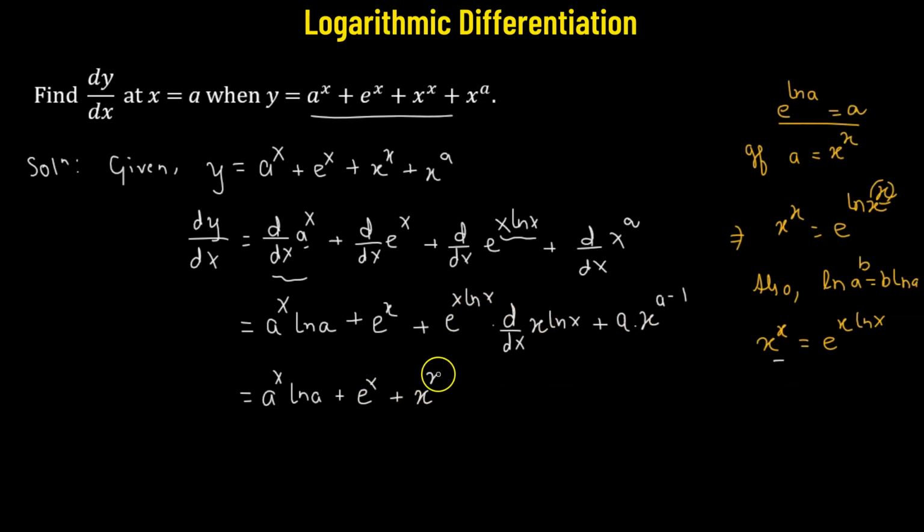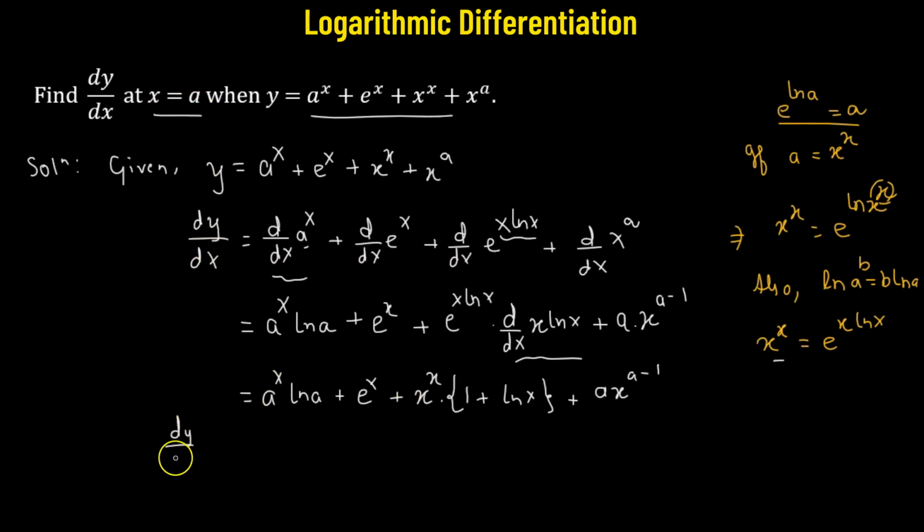So let's bring it back to its original form, x raised to the power of x times. Here we'll have to use the product rule. When we use the product rule, our value will be 1 plus log of x, plus a times x raised to the power of a minus 1. Now we have obtained the value of the derivative of y with respect to x, but our goal is to find its value at that particular value of x, which is at x equals a.